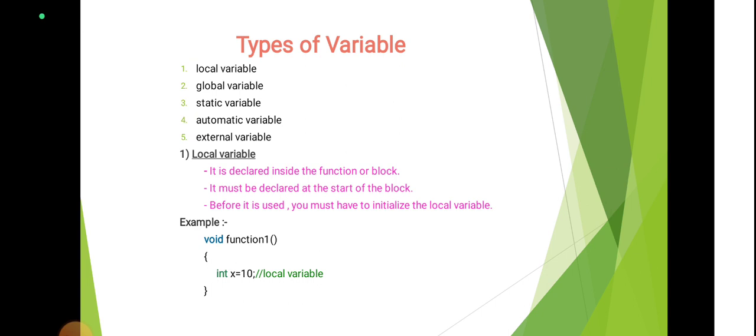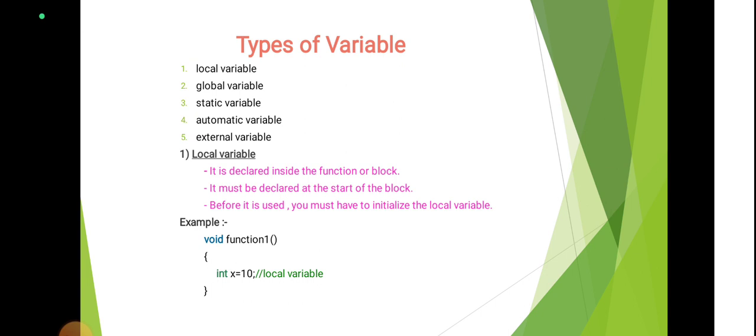It must be declared at the start of the block. Before it is used, you must initialize the local variable. Example: here we take a function void function1. In that function, we declare the x variable as int x equal to 10. Then x is declared in function1, so it works like a local variable. It means the scope of the local variable is within that block in which it is declared.